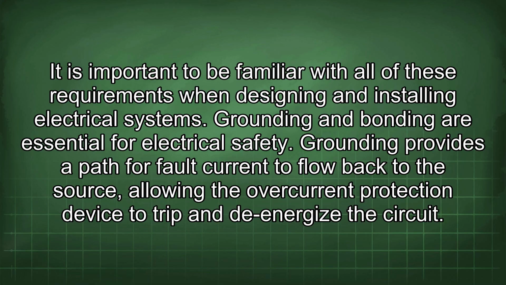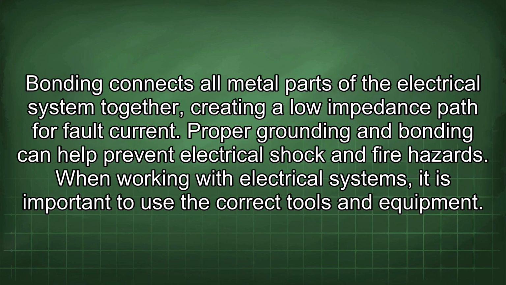Grounding and bonding are essential for electrical safety. Grounding provides a path for fault current to flow back to the source, allowing the overcurrent protection device to trip and de-energize the circuit. Bonding connects all metal parts of the electrical system together, creating a low impedance path for fault current. Proper grounding and bonding can help prevent electrical shock and fire hazards.